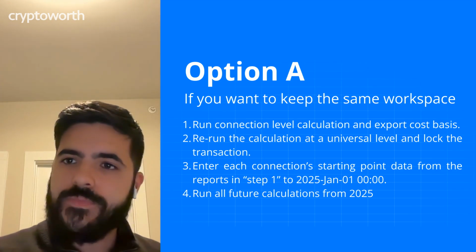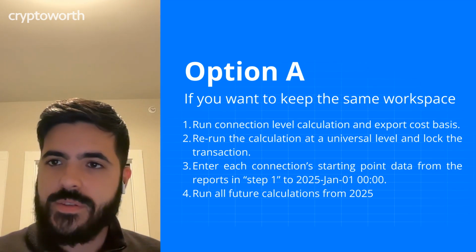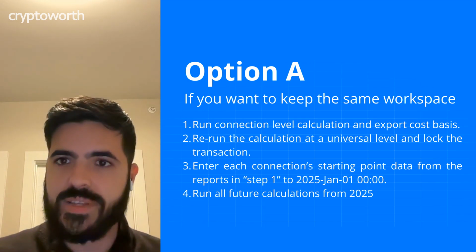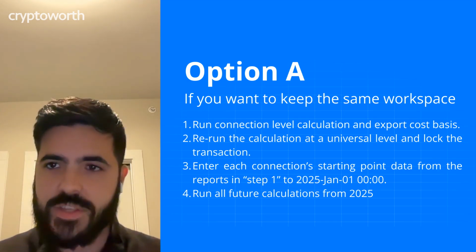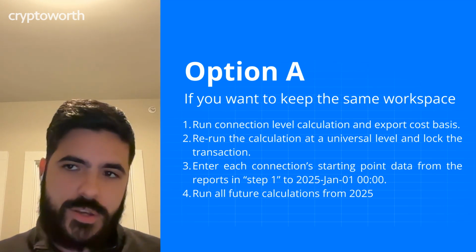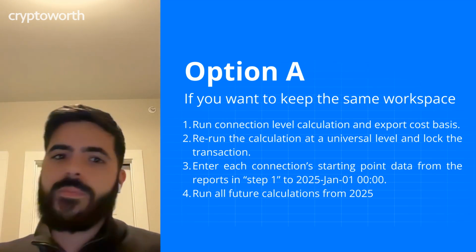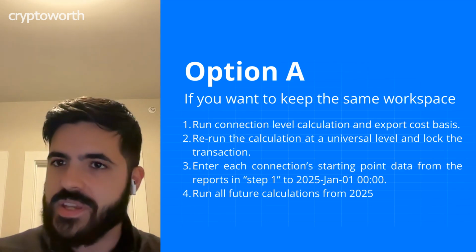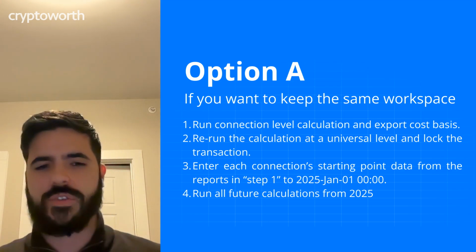So assuming you're reporting your year end in that methodology, you would rerun it, the universal based calculation methodology, and then lock your transactions. So many accounting softwares have the ability to lock your transactions, typically a function that you would do after closing your books.